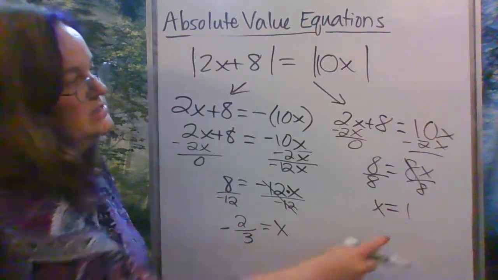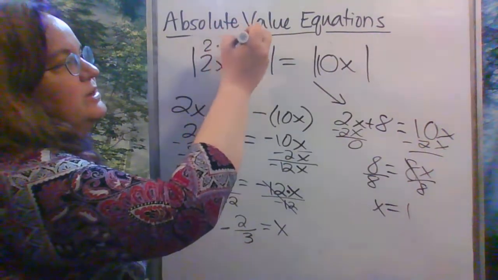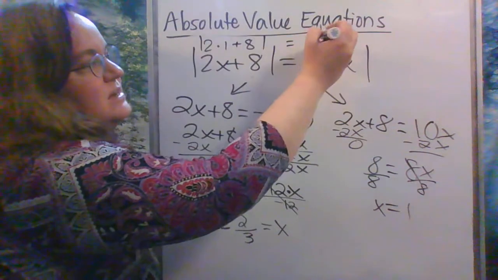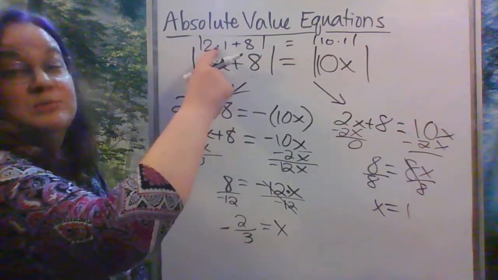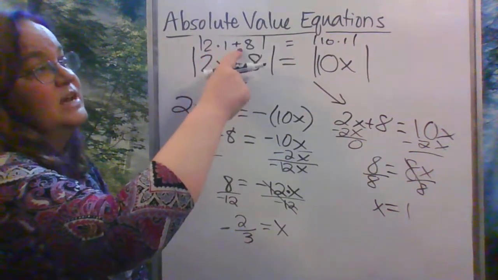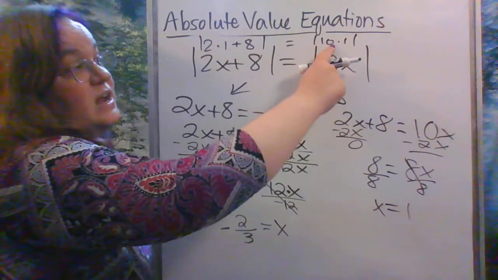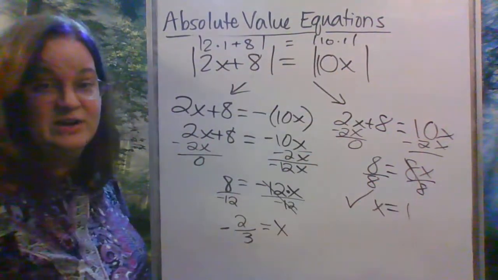So I'm going to start with the easy one of 1. So if I do 2 times 1 plus 8 and take the absolute value, does that equal 10 times 1 absolute value? Well, 2 times 1 is 2, plus 8 is 10, and the absolute value of 10 is 10. 10 times 1 is 10, and the absolute value of 10 is 10. So 1 definitely checks out as a solution.